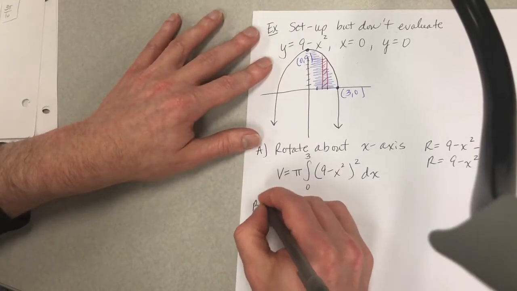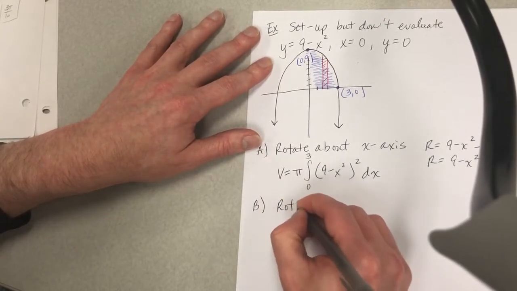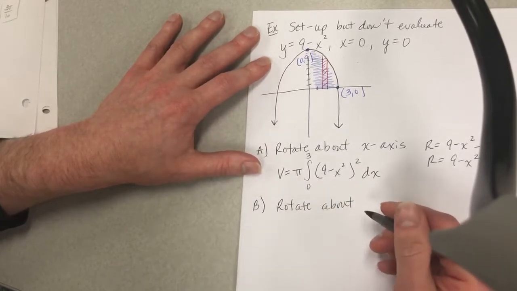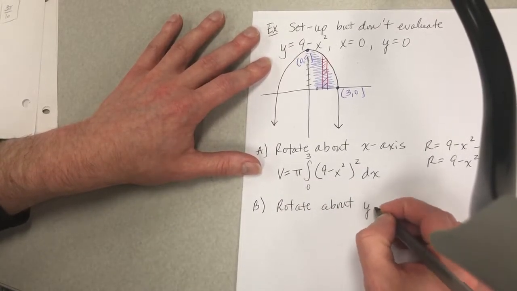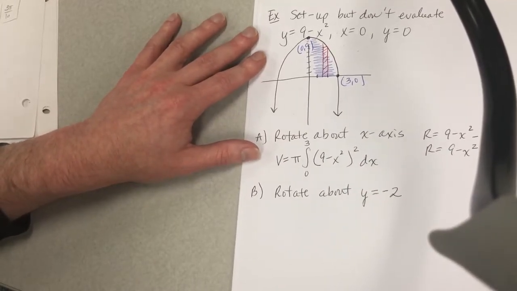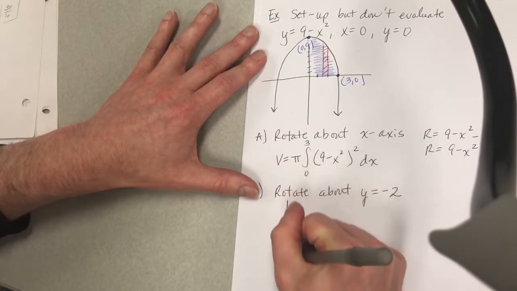Now, let's rotate about the line y is equal to -2. Okay, so I'm going to redraw my region, just a little sketch out to the side.